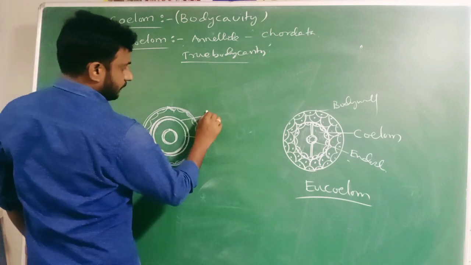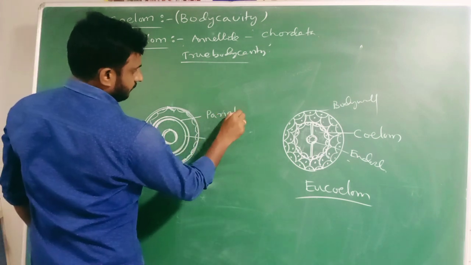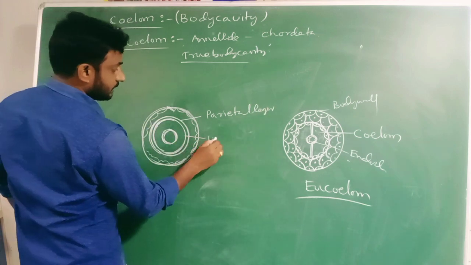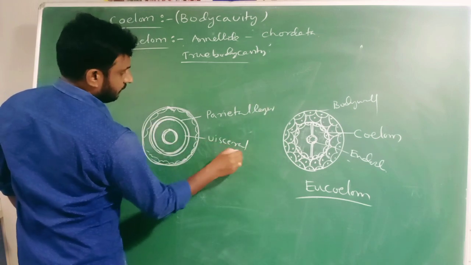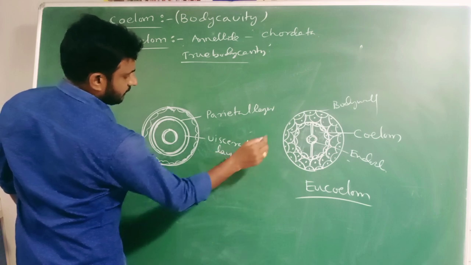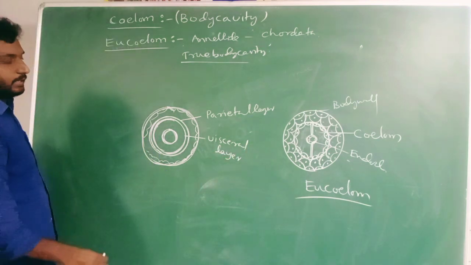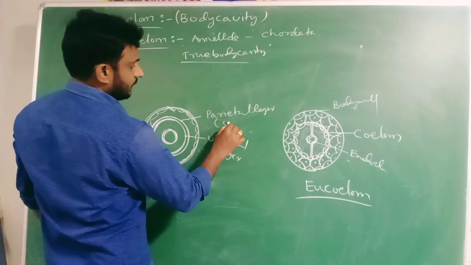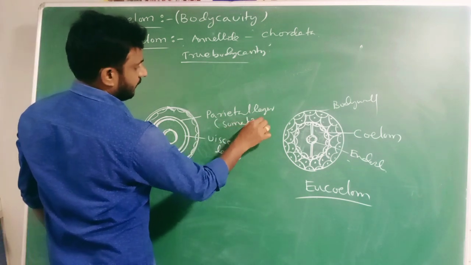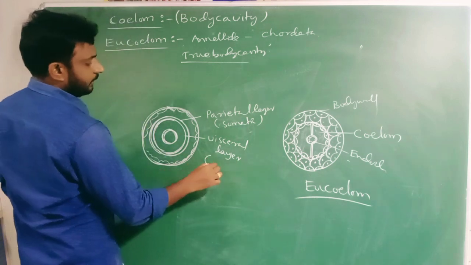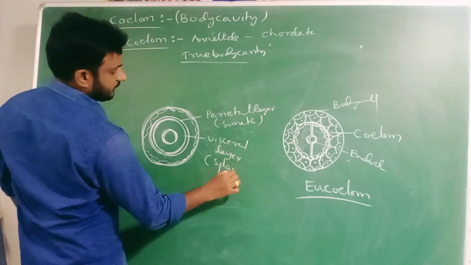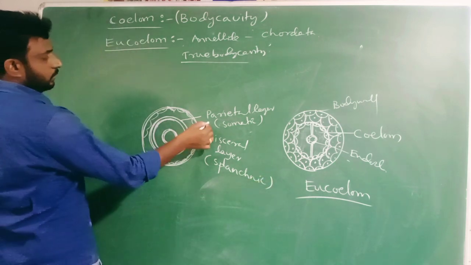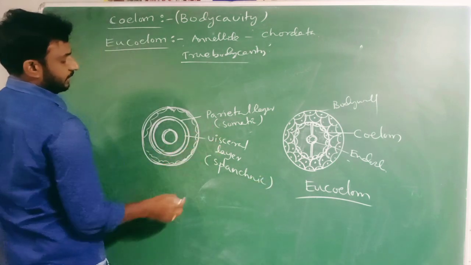The outer layer is called the parietal layer. The inner layer is called the visceral layer. The outer parietal layer is also called the somatic layer, and the inner visceral layer is also called the splanchnic layer.